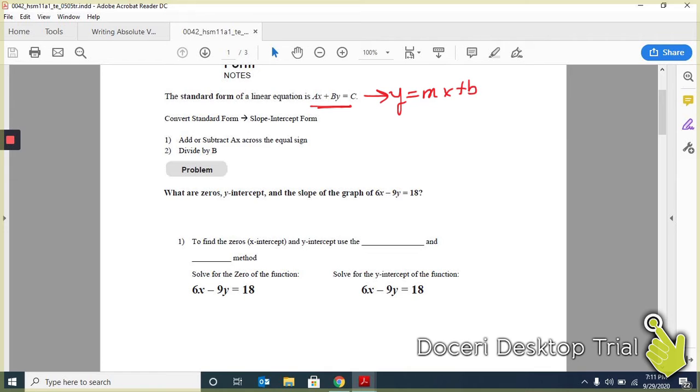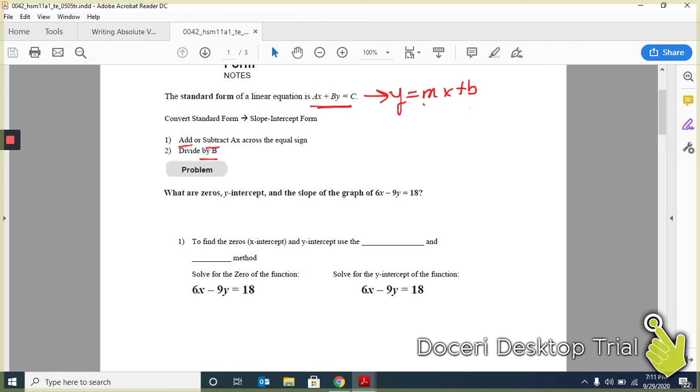Why do I want to do that? Because I want to be able to graph based off of this, or find a slope, or find a y-intercept from the standard form. The way we do this is actually a kind of a two-step process. We're going to either add or subtract the ax value from the equal sign, and then we're going to divide by the b value. That's the most common method that you're going to use.